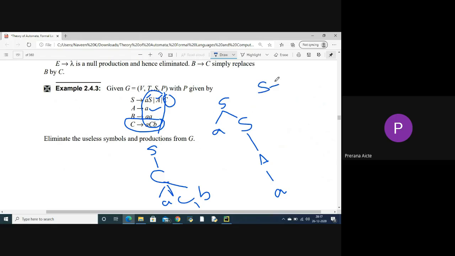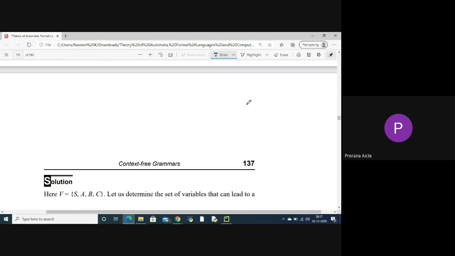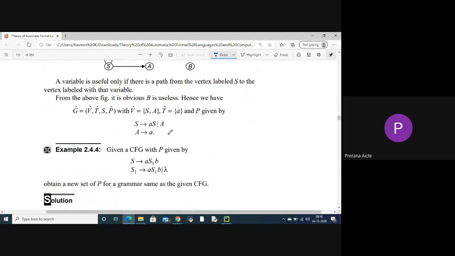So S tends to AS or capital A, A tends to small a, capital B tends to double A. Now there is no B production in this, right? So these two only are the grammar after eliminating useless symbols. So it is only the answer.